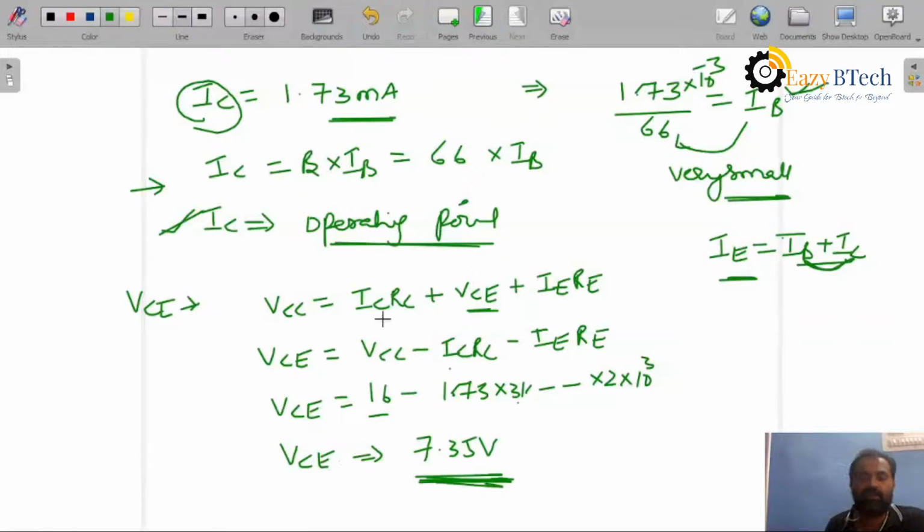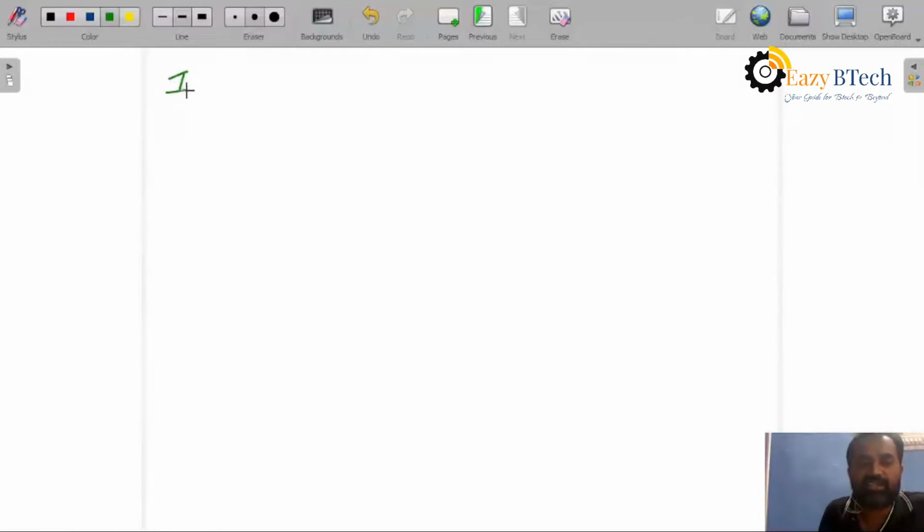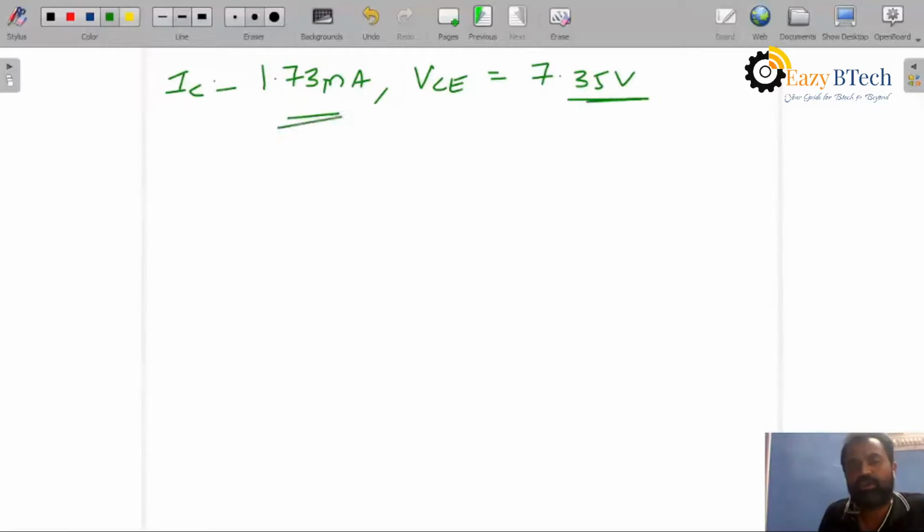Okay, now the operating point is found. IC is known, IC is 1.73 milliampere, and VCE is known. VCE's value is 7.35 volts. Okay, these are the operating point.